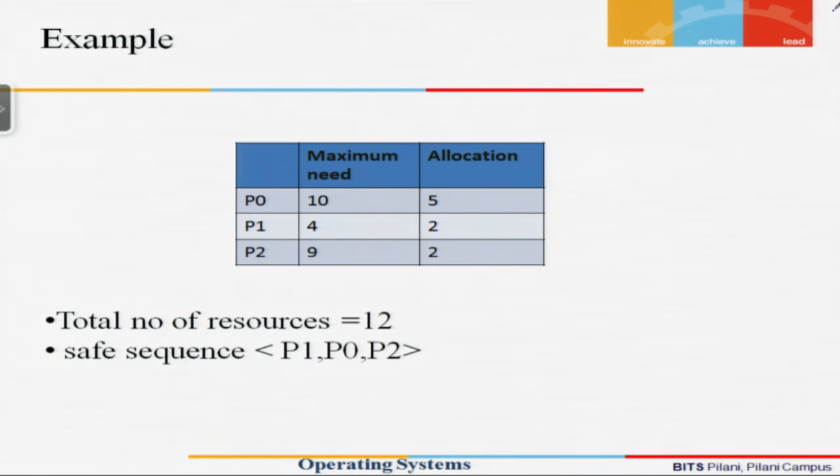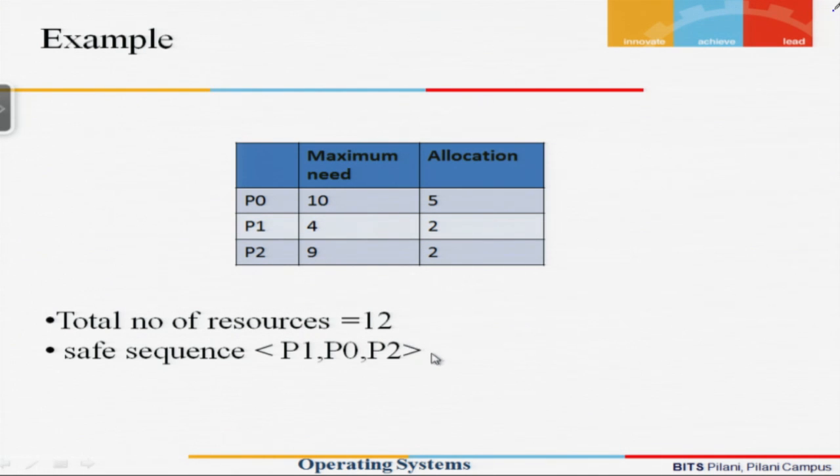So assuming that now, in the current snapshot, we find that 9 resources are allocated, and the total number of resources in the system is 12. So out of 12, 9 have been allocated. The remaining, there are only 3 resources left. Now with the 3 resources, if we look at P0, we know that P0 could make a request for 5 more resources.